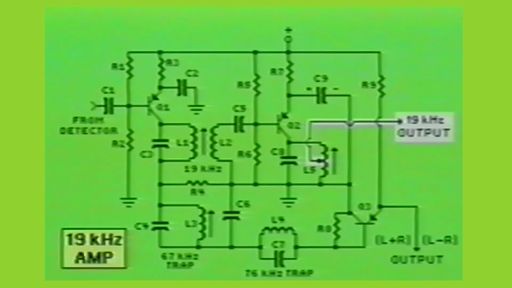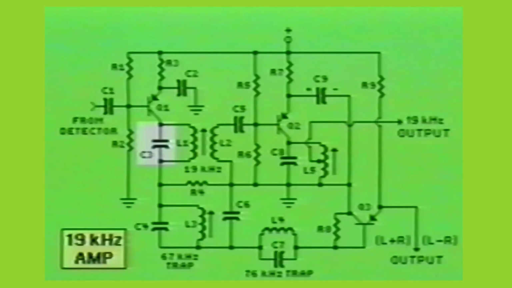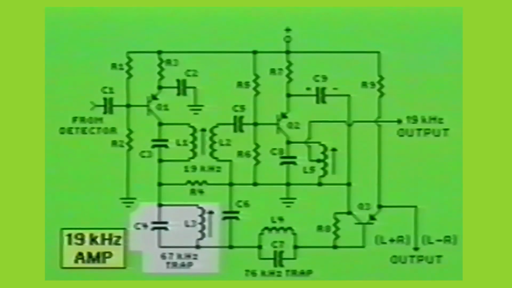The remaining signals are passed through capacitor C3 and into the C4 L3 tank circuit. This tank circuit is tuned to trap out or cancel any 67 kHz SCA signal which may be present in the detected information. The remainder of the signals are passed from capacitor C4 to the L4-C7 tank circuit.